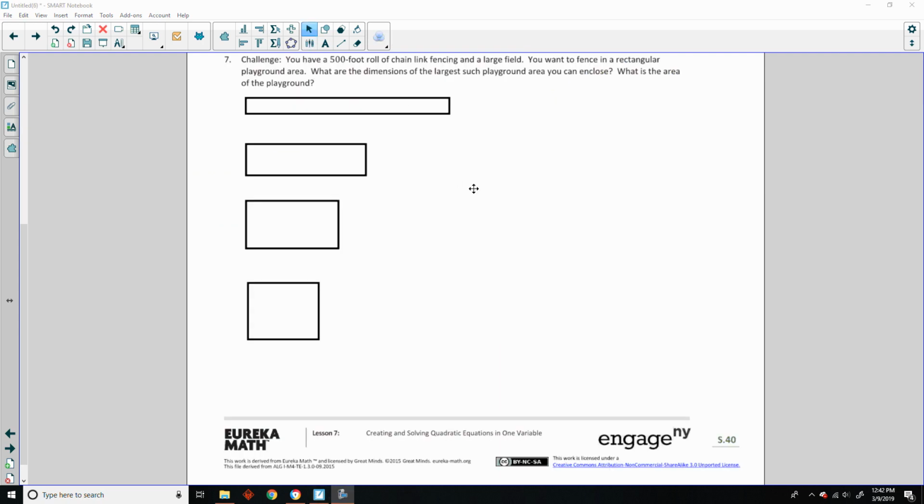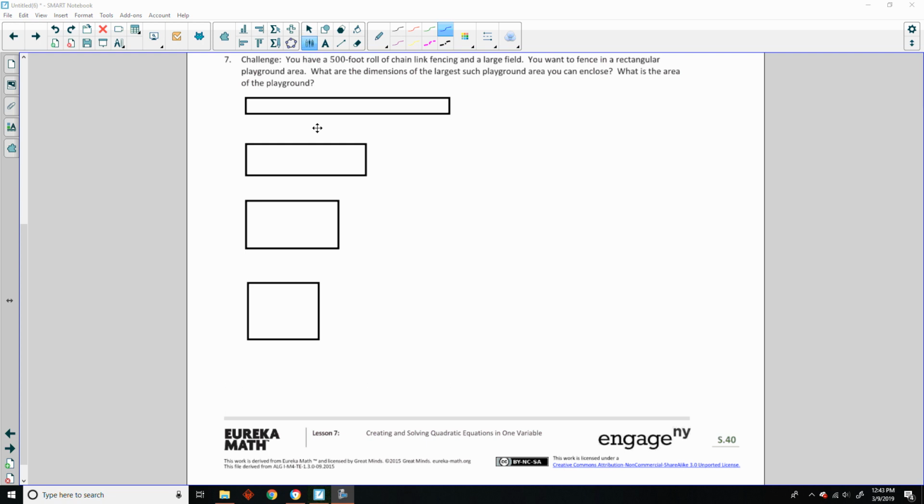Okay, here's a challenge. You have a 500-foot roll of chain link fence in a large field. You want to fence in a rectangular playground area. What are the dimensions of the largest such playground area you can enclose? What is the area of the playground?